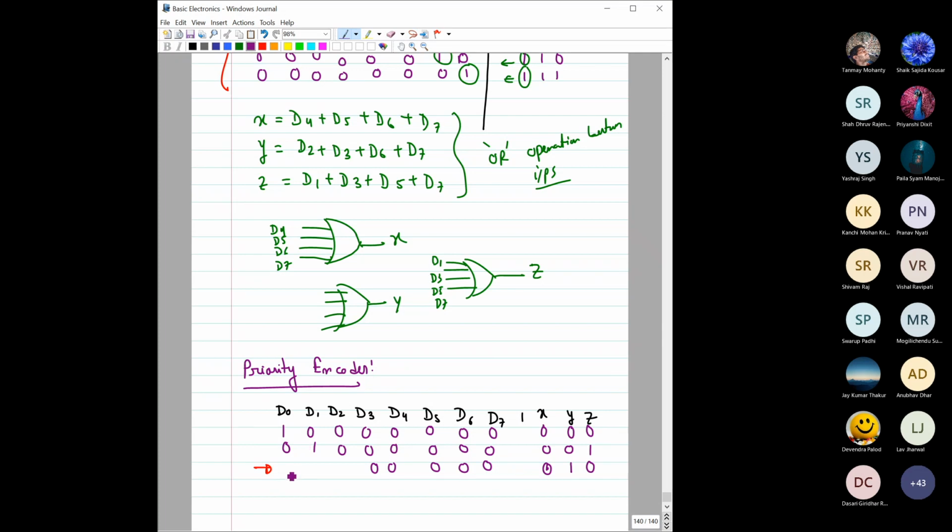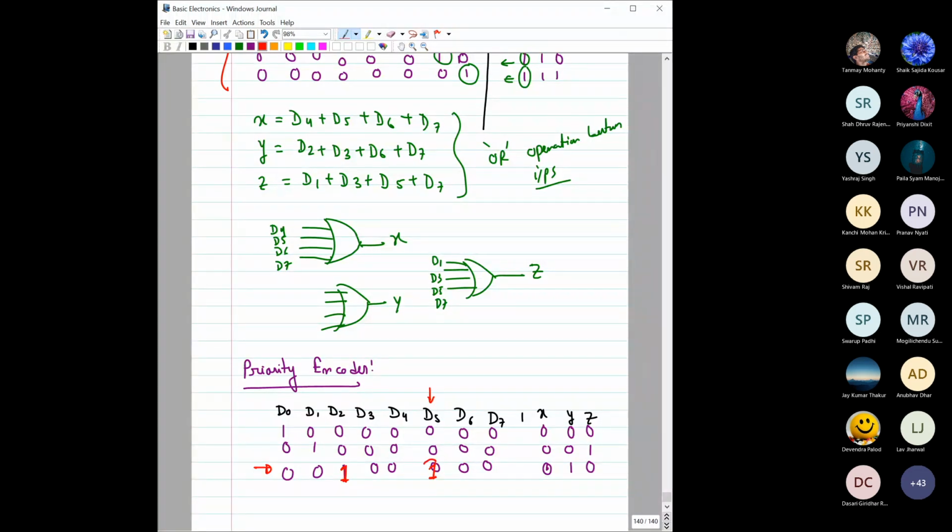Say here it is 0, 0 is supposed to be 1, right? Now suppose at this red pointed out position we have 1, and suppose in real life D2 has also become 1. So in that case, what will be the output? What a priority encoder does is that D5 has a higher value, because D5 means in the octal system it is equal to 5. So it will always give priority to the higher value if the higher value is 1.